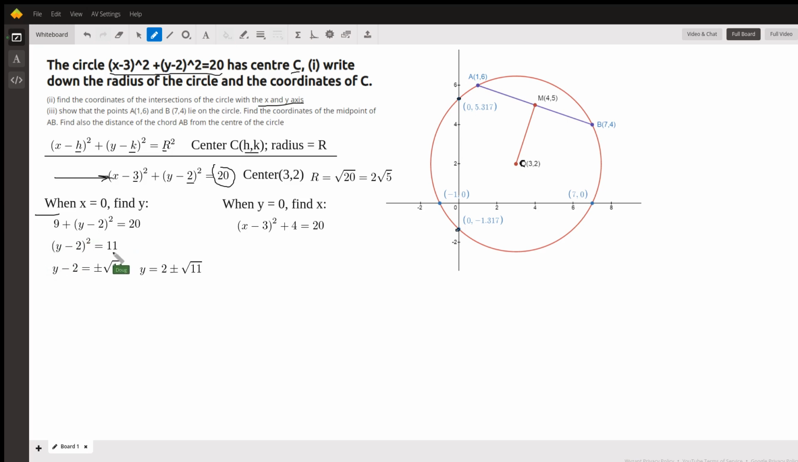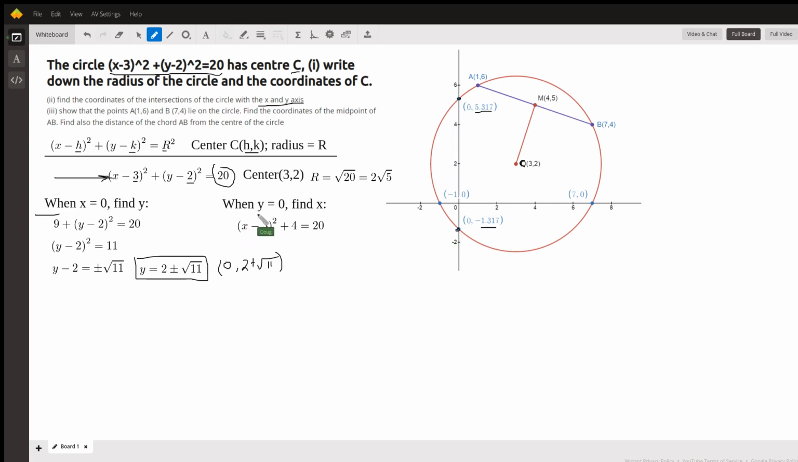Subtract 9 from both sides. Take the square root of both sides. That's plus or minus the square root of 11. Add 2 to both sides. So there are the y coordinates. And if you want to label the points, that would be (0, 2 plus the square root of 11). That's what this point is right here. So 5.317 is about 2 plus the square root of 11. And (0, 2 minus the square root of 11).